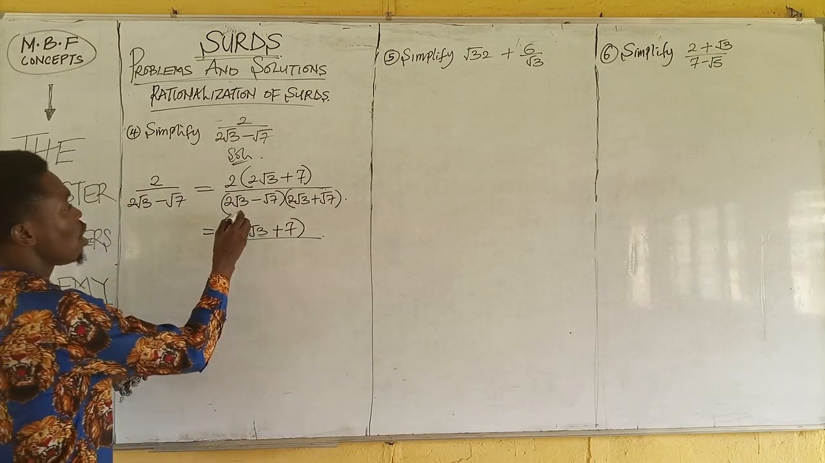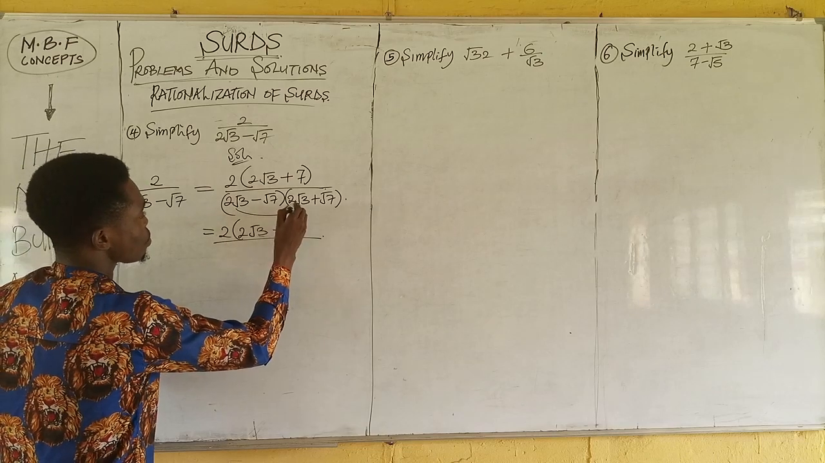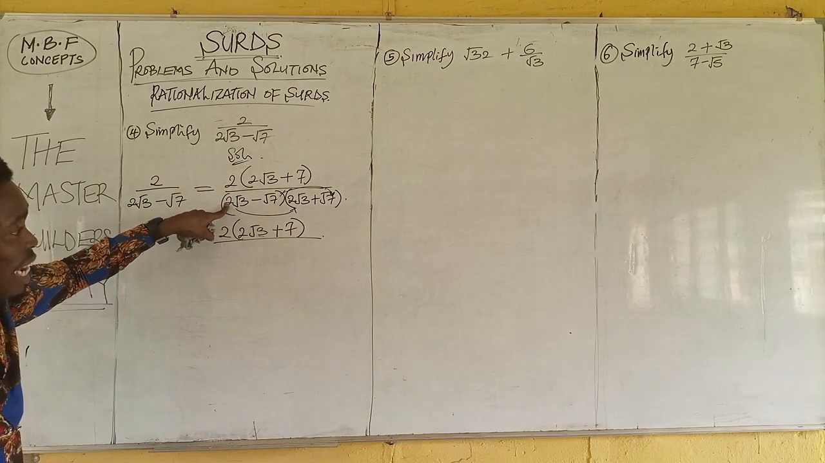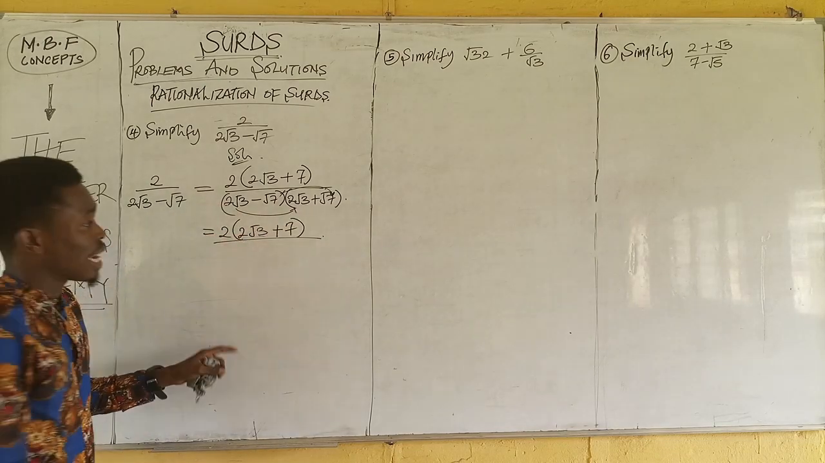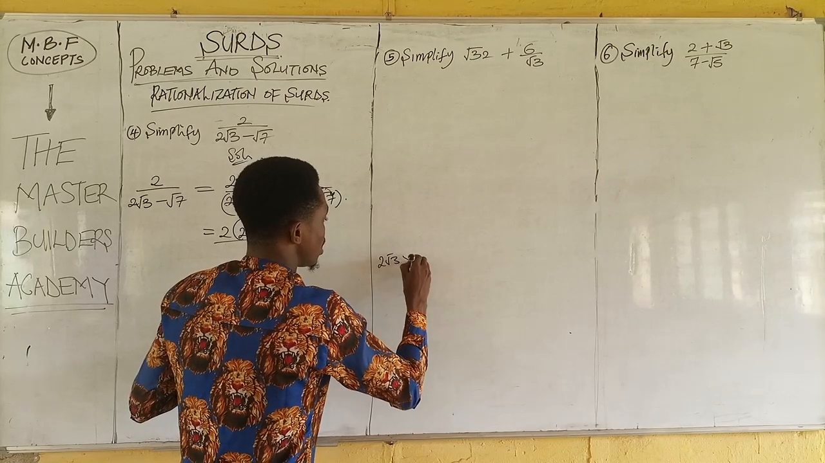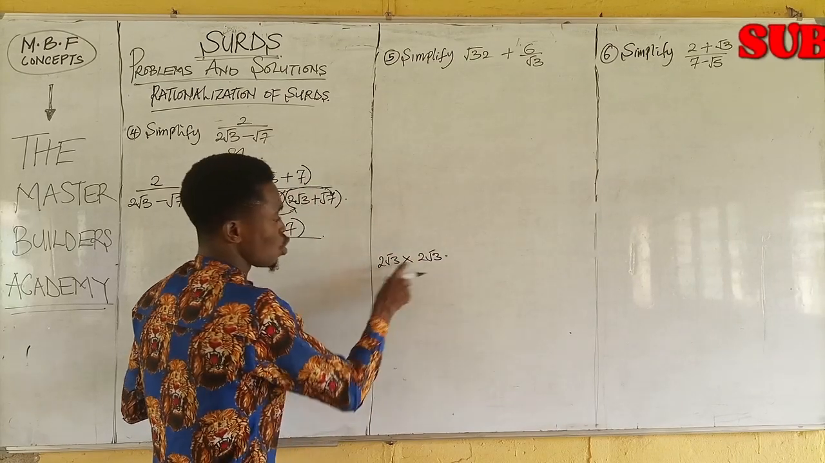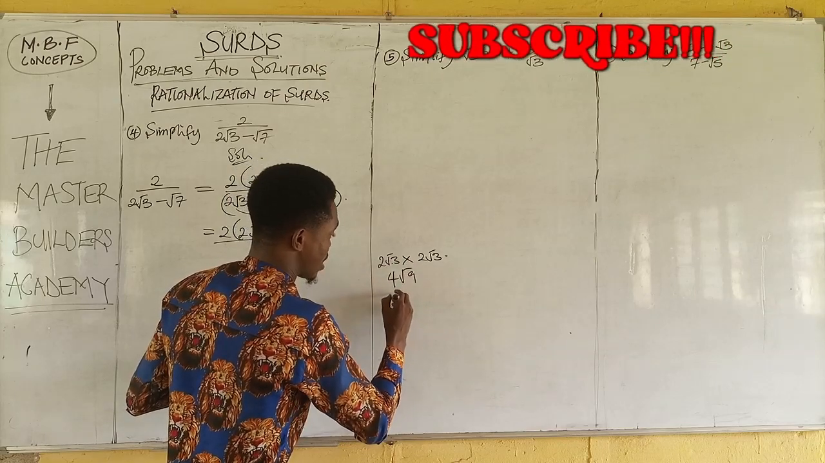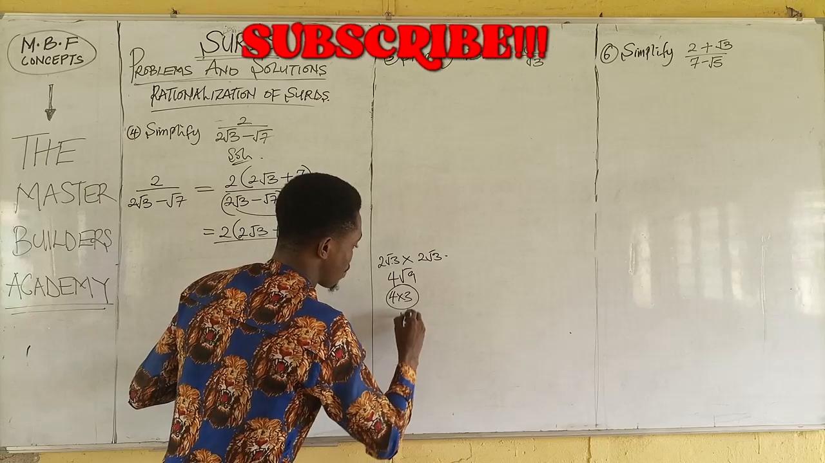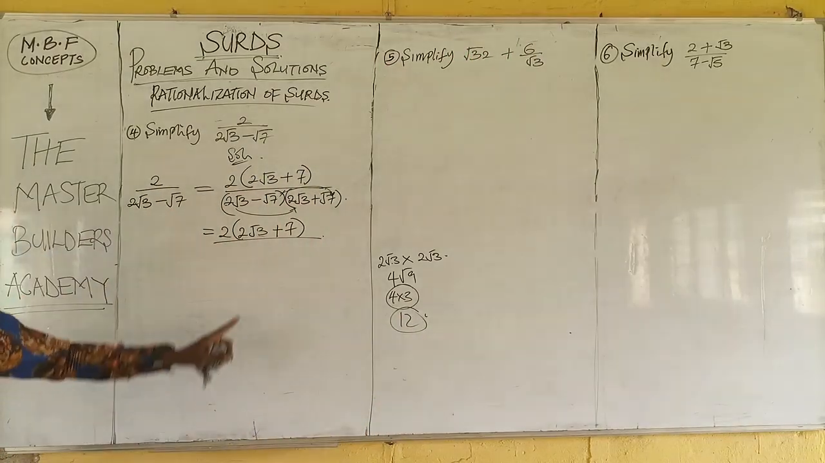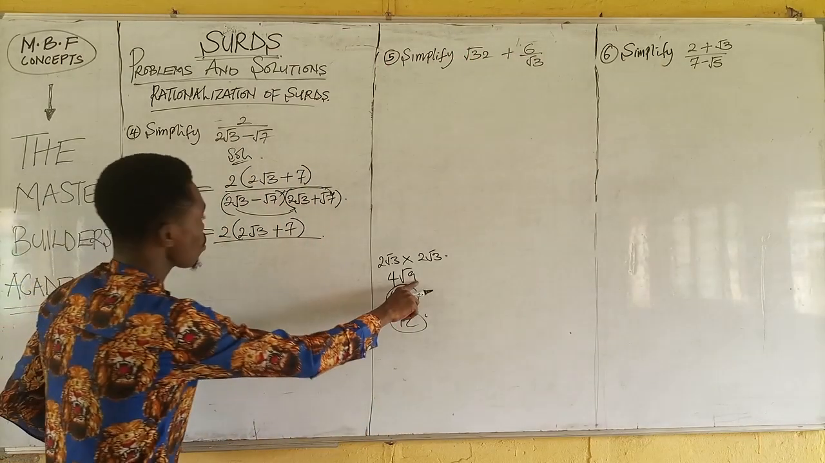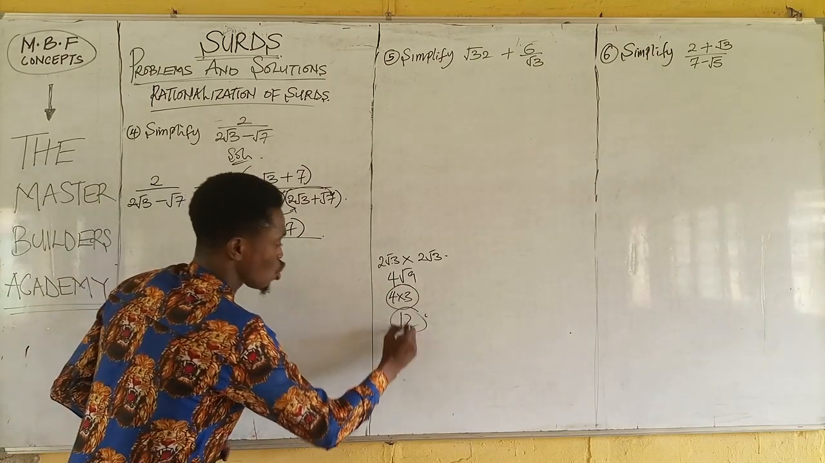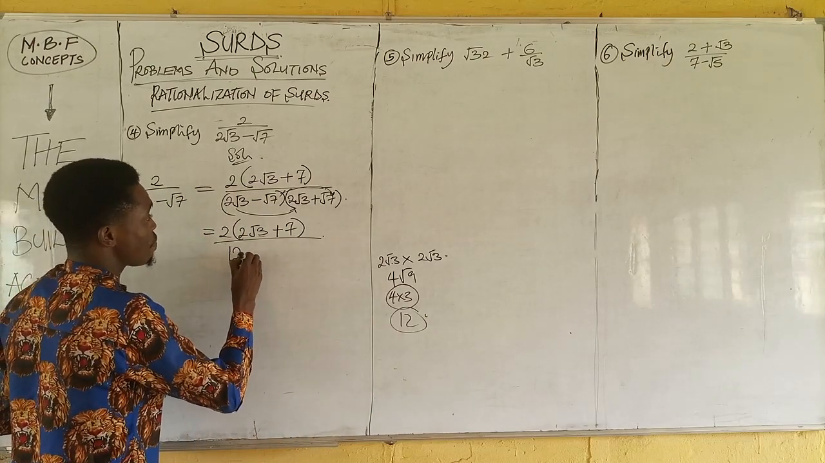Like I explained here, all you just need to do is this times this and this times this. The first value in the first bracket times the first value in the second bracket. That would have given us 2 root 3 times 2 root 3, guys. 2 times 2 is 4. Root 3 times root 3 is root 9, and we know that root 9 is 3, so we have 4 times 3, which gives us 12. So we have 12 minus.